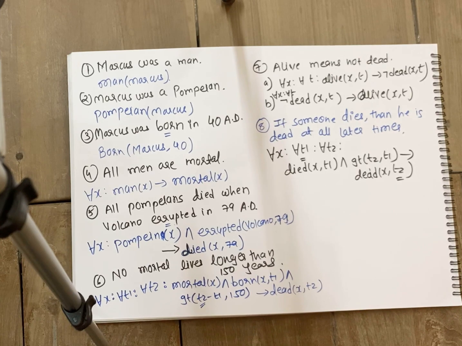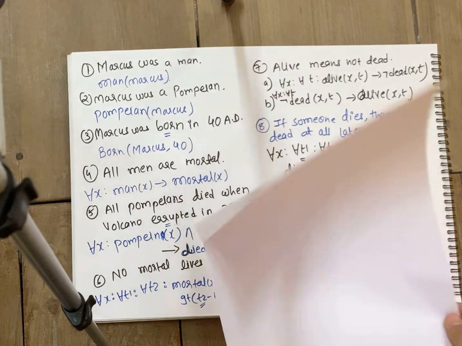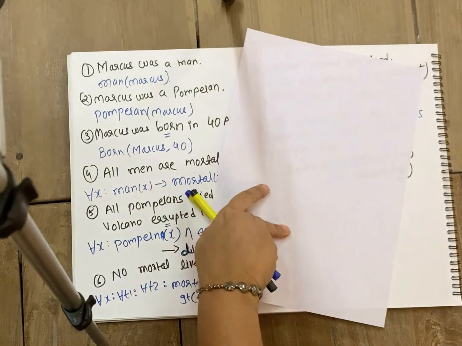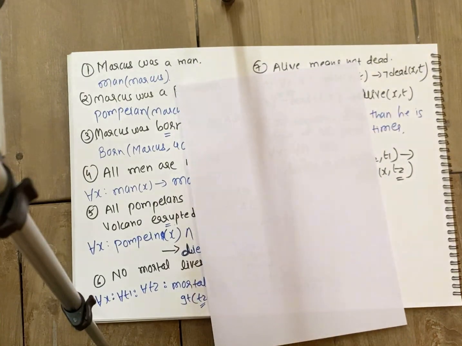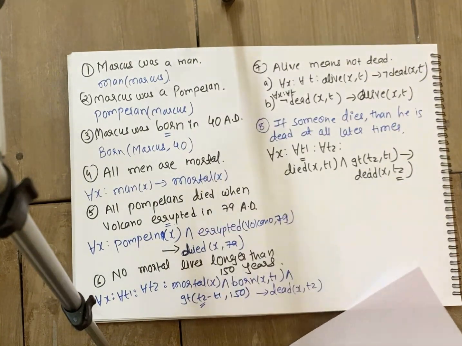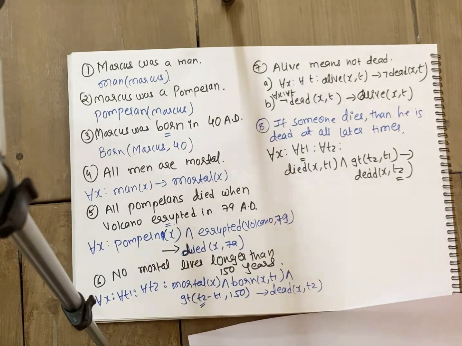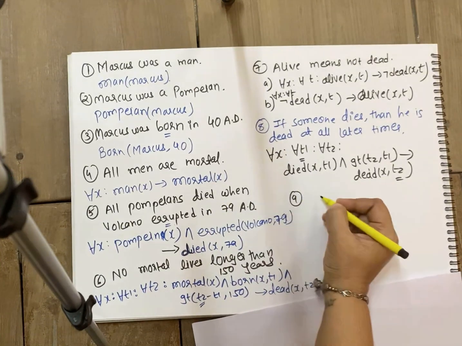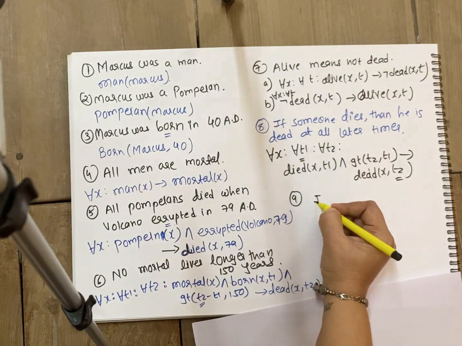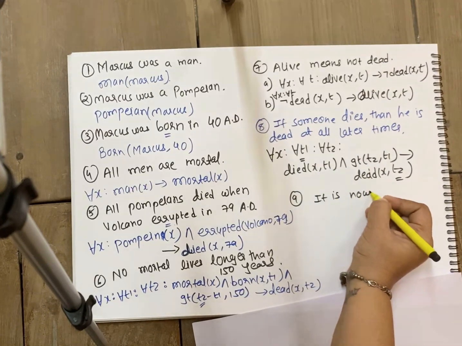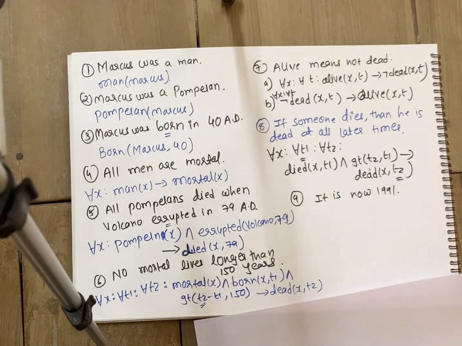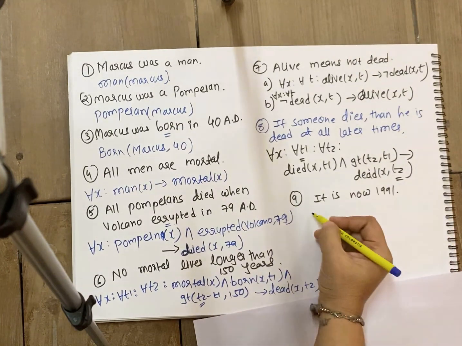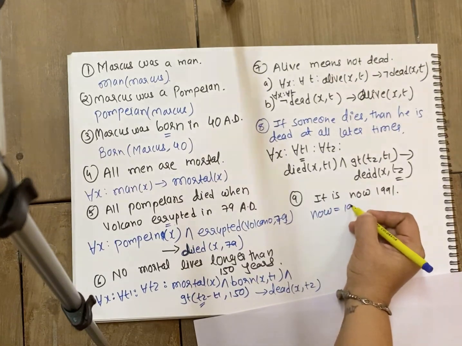Now we are going to prove something out of this. Let us quickly see, it's very interesting. What we are going to prove over here is: is Marcus alive now? Before that, we have missed one fact. This is, let us say, the ninth fact, and that is: it is now 1991. So how are we going to write this? Now is the variable and the value is 1991. So we can write it like now = 1991.